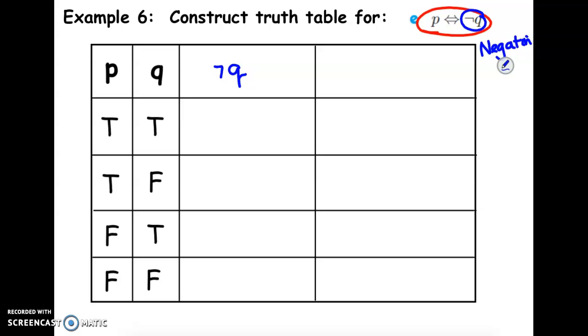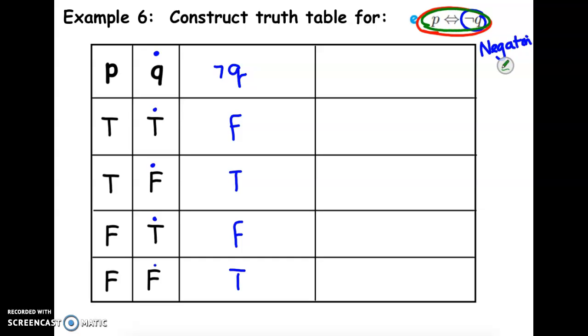So we look at column 2 and we're going to negate them. So if this is true, the opposite would be false. If this is false, the opposite would be true. If this is true, the opposite is false. If this is false, the opposite is true. All right. Now we're going to put these two pieces together.